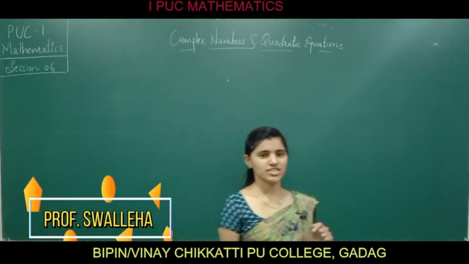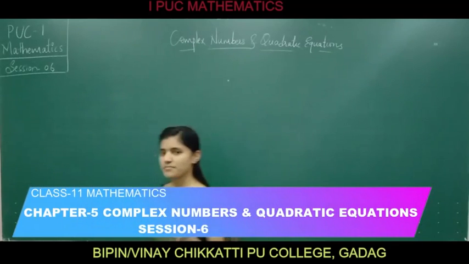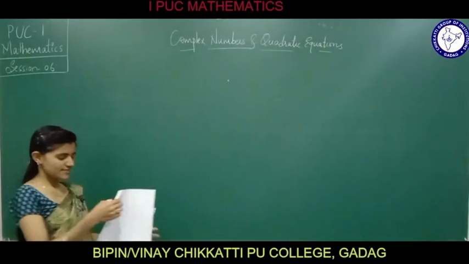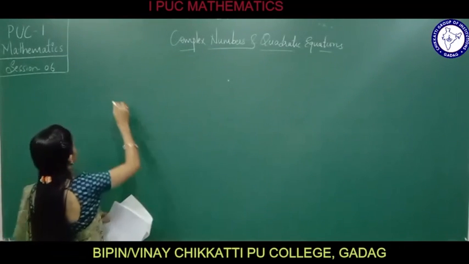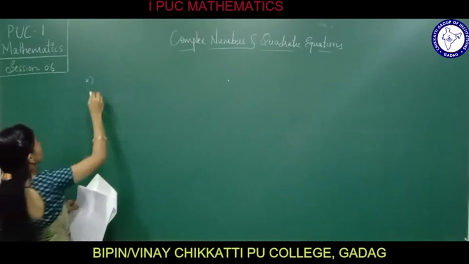About part B questions in our previous session, right? Now we are going to continue with the same part B questions, that is each question carrying 2 marks. Now let us see the next problem. What is the next problem given here? Here we need to represent the complex number.